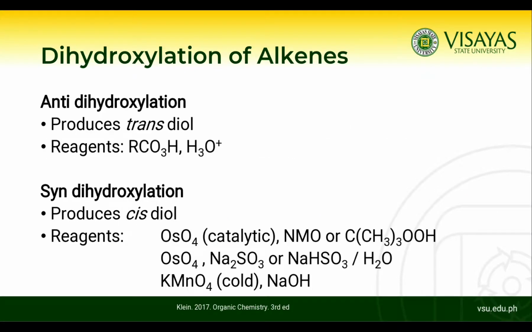So this is a comparison between anti and syn dihydroxylation processes. In anti, again, this produces trans diol, so the two hydroxyl groups that add are on opposite faces. The reagents are the peroxy acid and the aqueous acid. For syn dihydroxylation, we produce cis diol, so the two hydroxyl groups are added on the same face, no? And the reagents are these. So we have three different reagents for syn dihydroxylation.